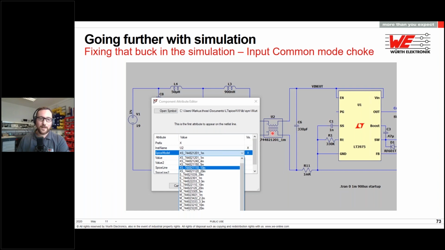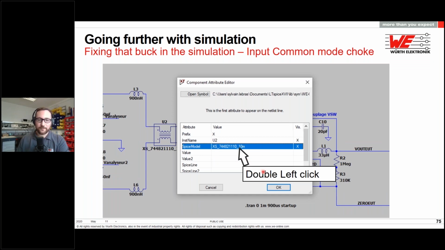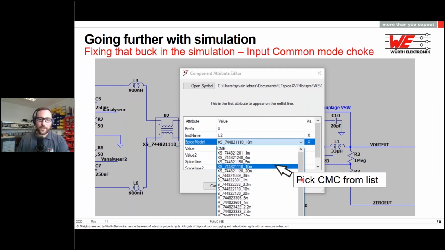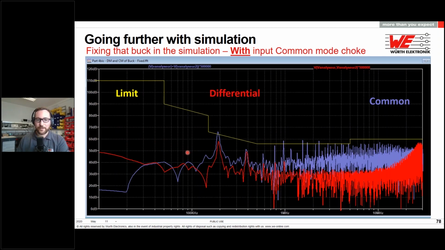To pick the value you want, you have to right click on the U2, and then triple click on the SPICE model line, and this will give you access to all the different common mode chokes. Right click, double left click or triple left click, it's not very reliable, and then pick the right CMC from the list. So this is my EMC situation without the common mode choke, and then with the common mode choke added, and yeah, it's pretty nice. I still have a little work to do here, but that's up to you.